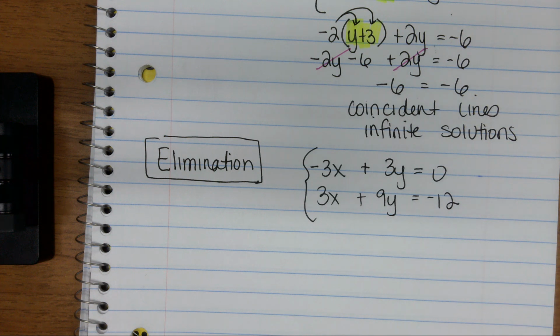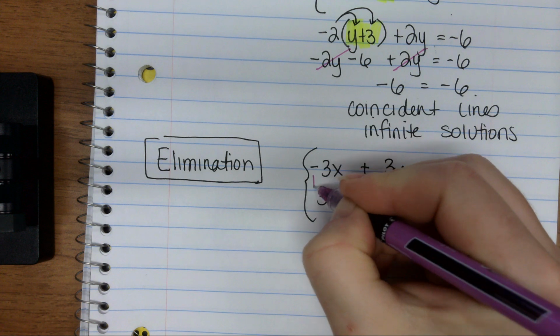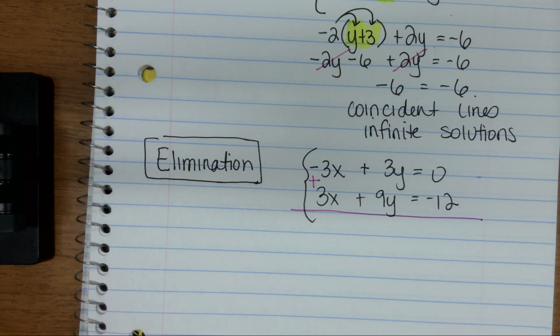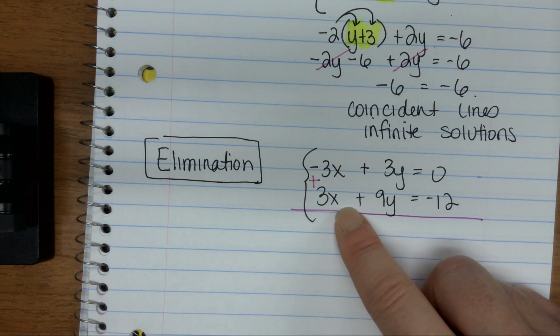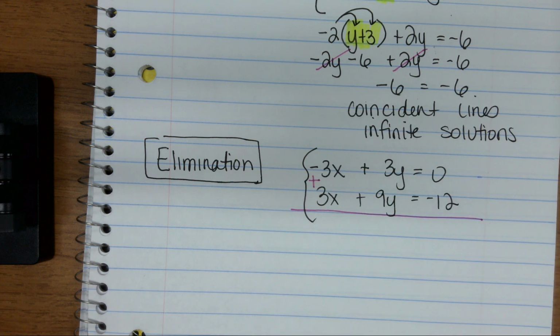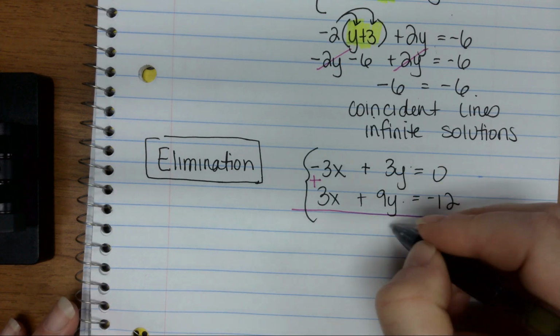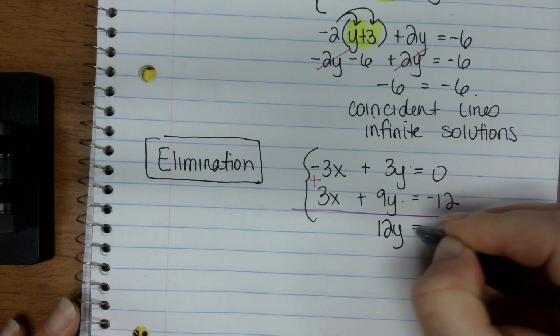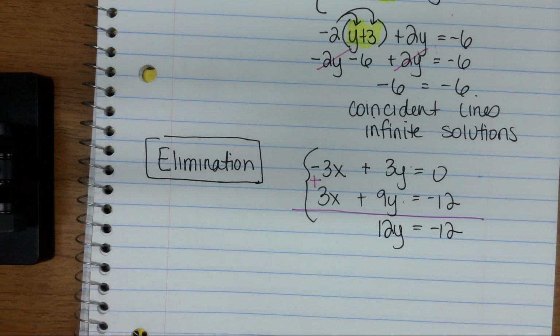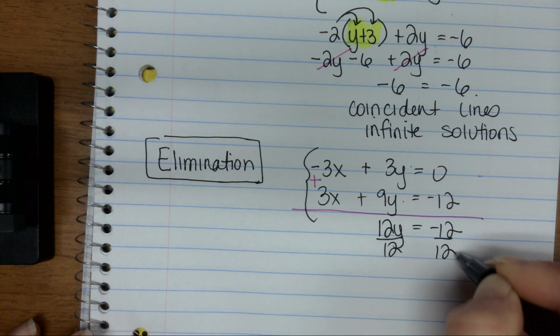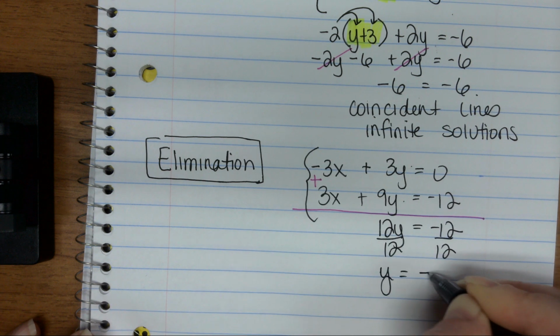Watch what happens. I can add these two rows together. I'm going to add down. What's negative 3x plus 3x? 0. That's the elimination. Eliminated. What's 3y plus 9y? 12y equals negative 12. All right, this one we can solve. Let's divide both sides by 12. Y equals negative 1.